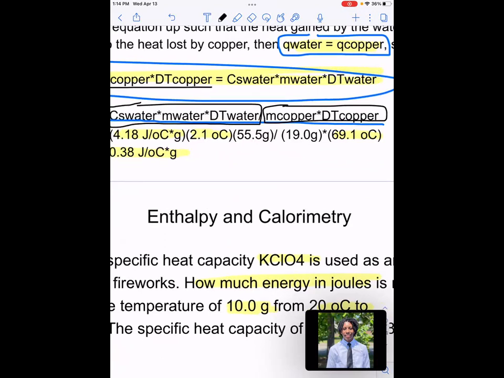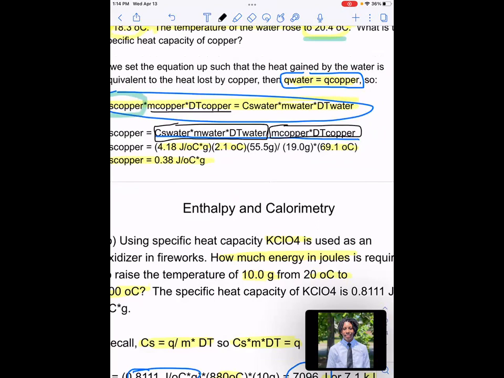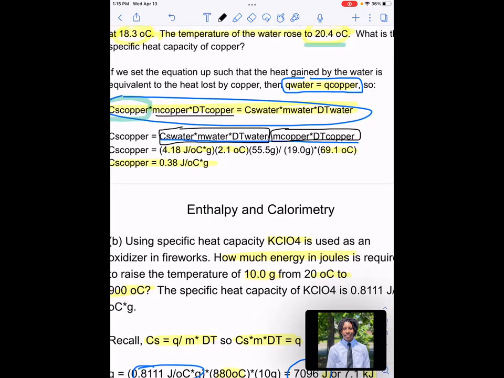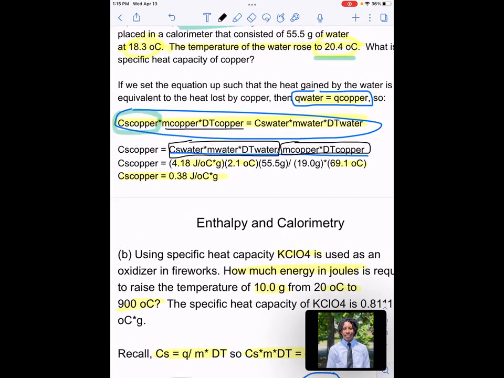All right. So then it's just a matter of plugging in numbers. The 4.18 joules per degree Celsius times grams, that is the specific heat of water. And then the temperature of water went from 18.3 to 20.4. So that means you increase the temperature of the water by 2.1 degrees. And then the mass of water is here, 55.5 grams, right?